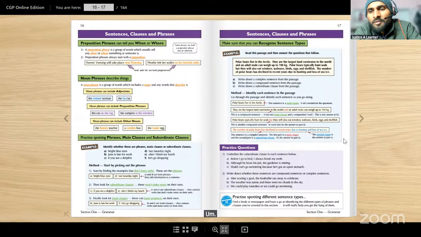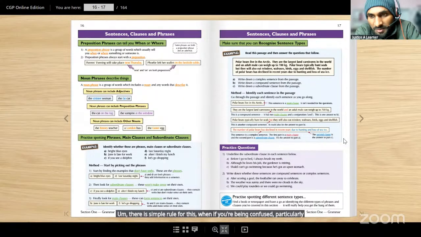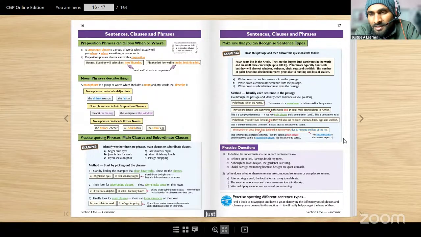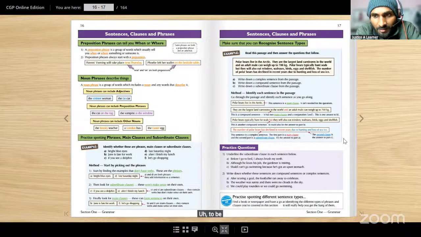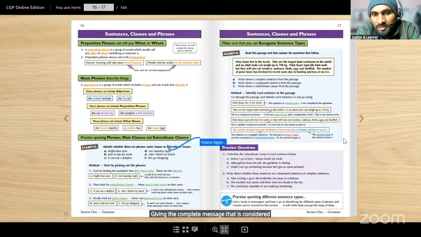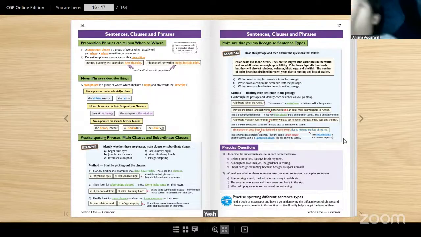There is a simple rule for this. If you're confused between a main clause and a subordinate clause, just check whether the clause is making complete sense or not. If it is making complete sense, it is to be considered a main clause. But if it is not giving the complete message, it is considered a subordinate clause. So the last option which you picked, now try to understand that. Doesn't it make complete sense? Yeah, I did put main clause.